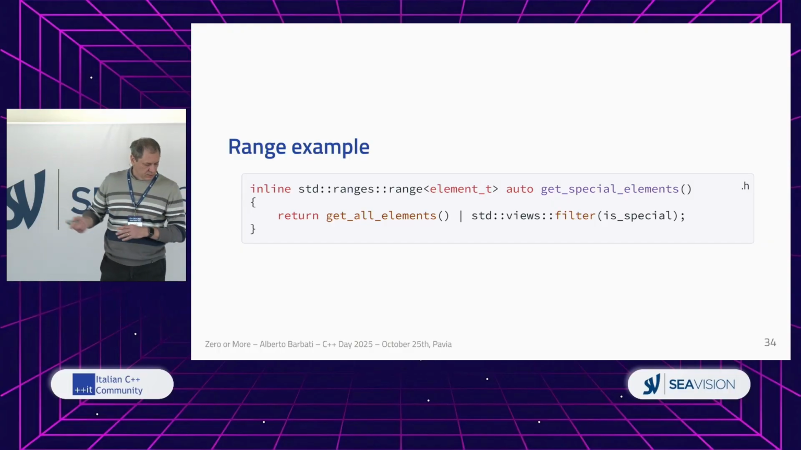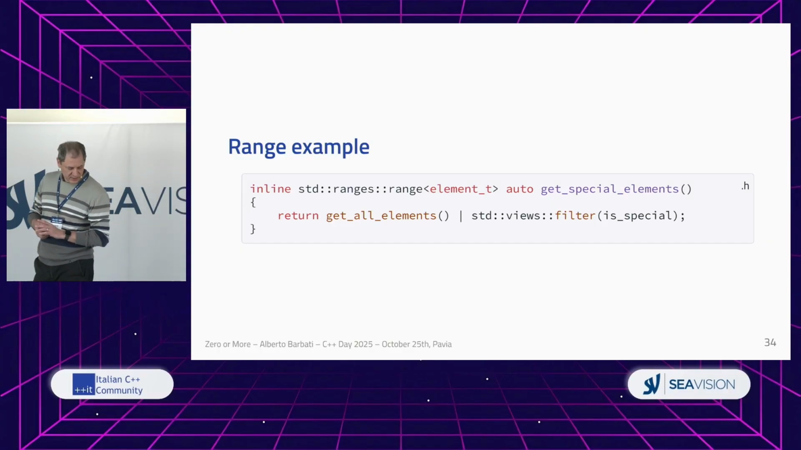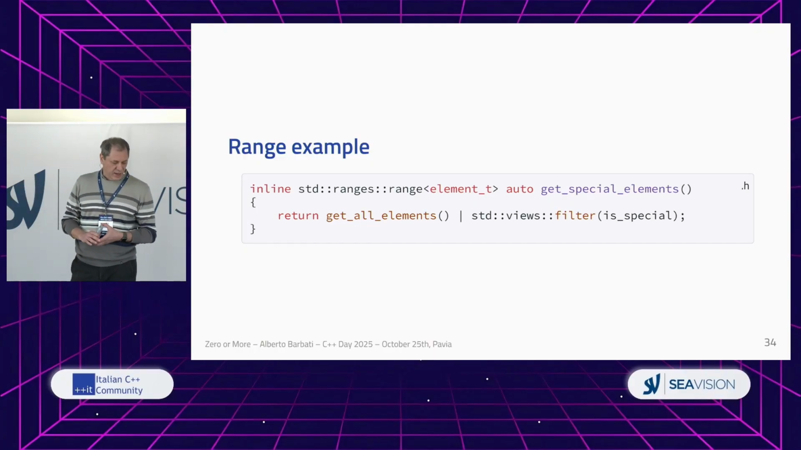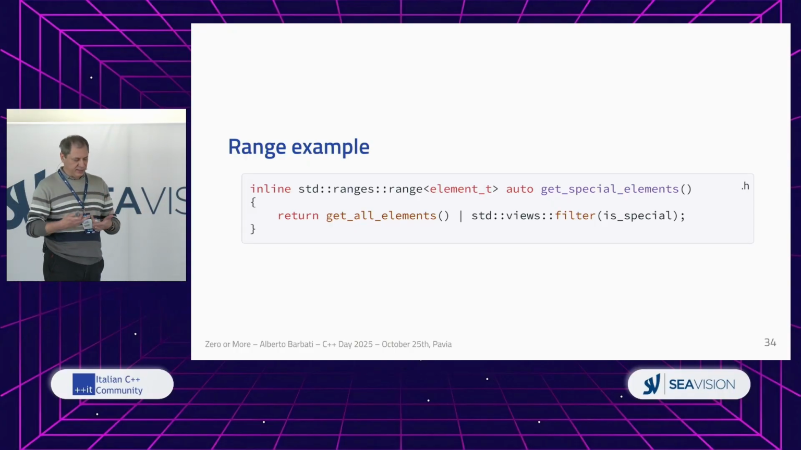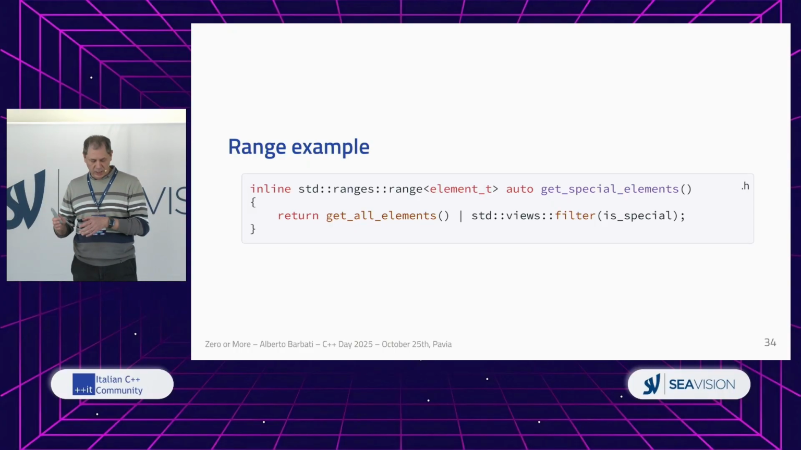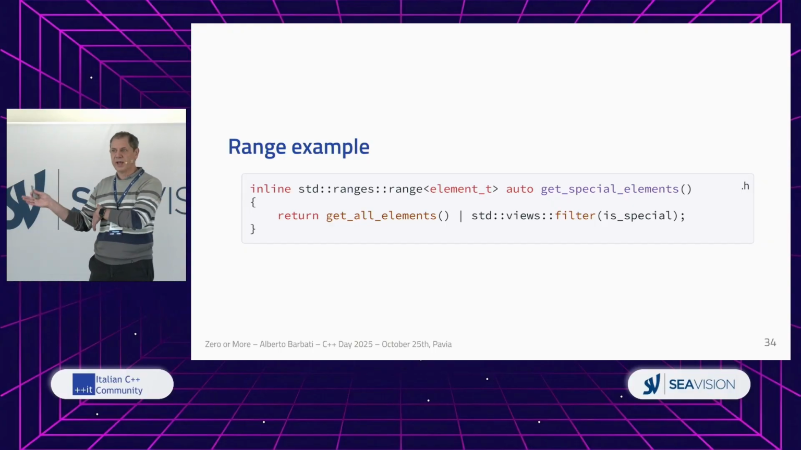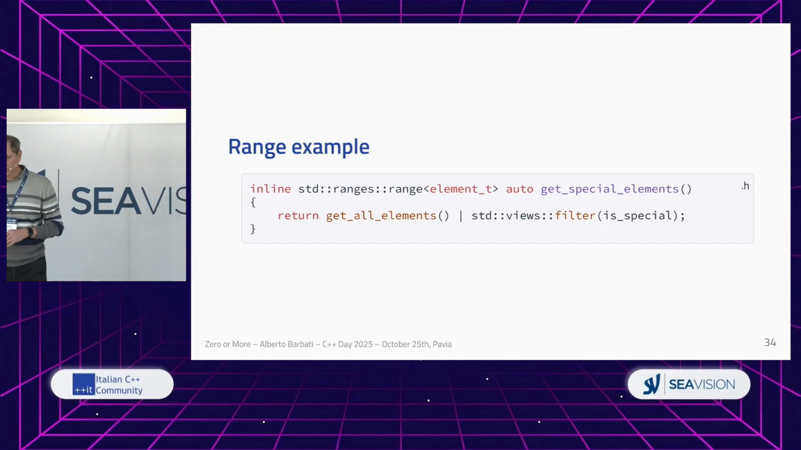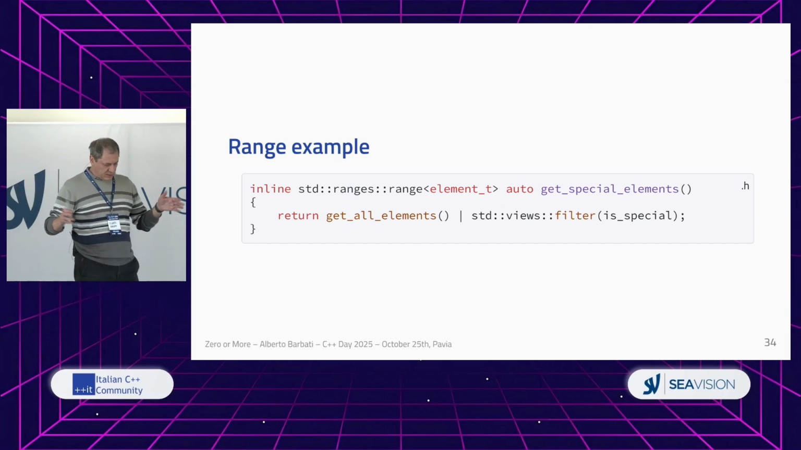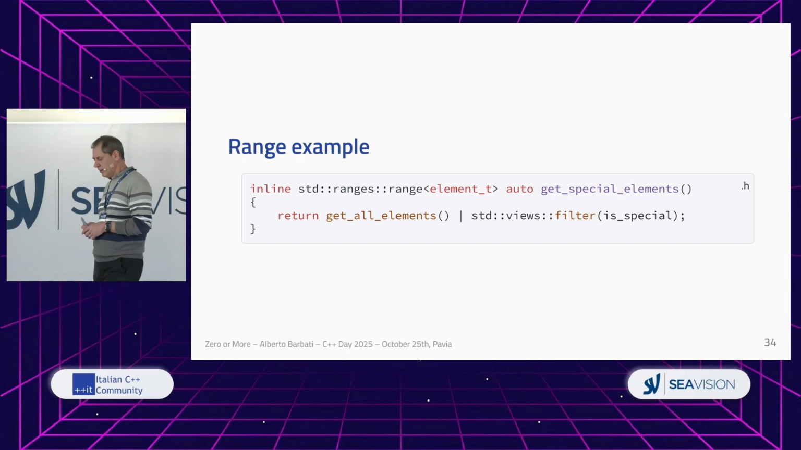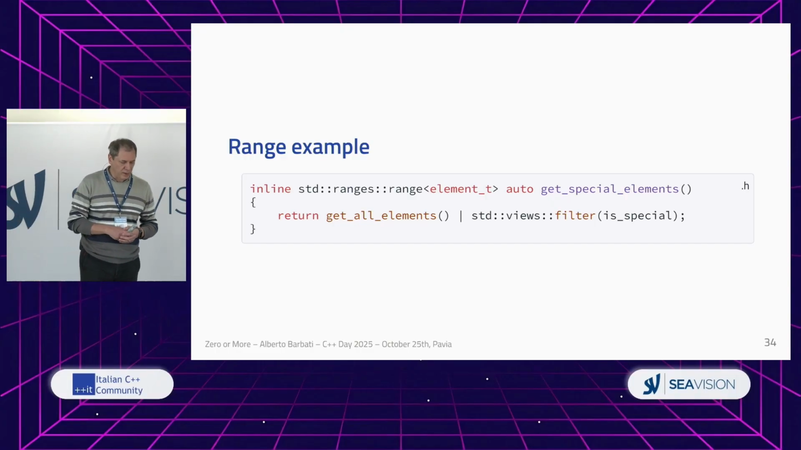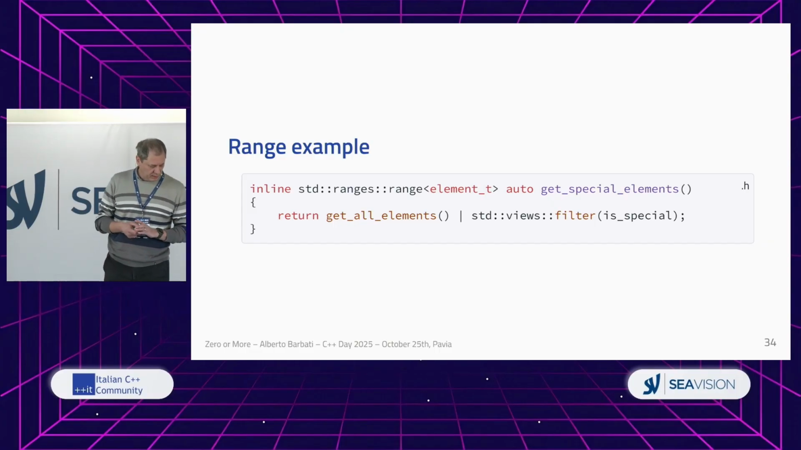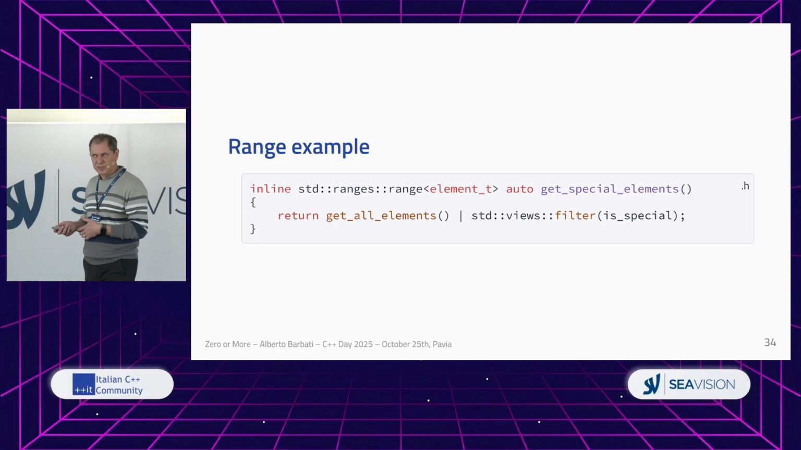For example, imagine that I have a function get elements that returns a vector, and I want only the special elements. I don't need a vector that contains only the special elements. I just use the getElement function, apply this lazy adapter here, and return whatever this expression is. It's a type with a nasty name. I don't need to know what, because the library does all the things. This is a possibility.